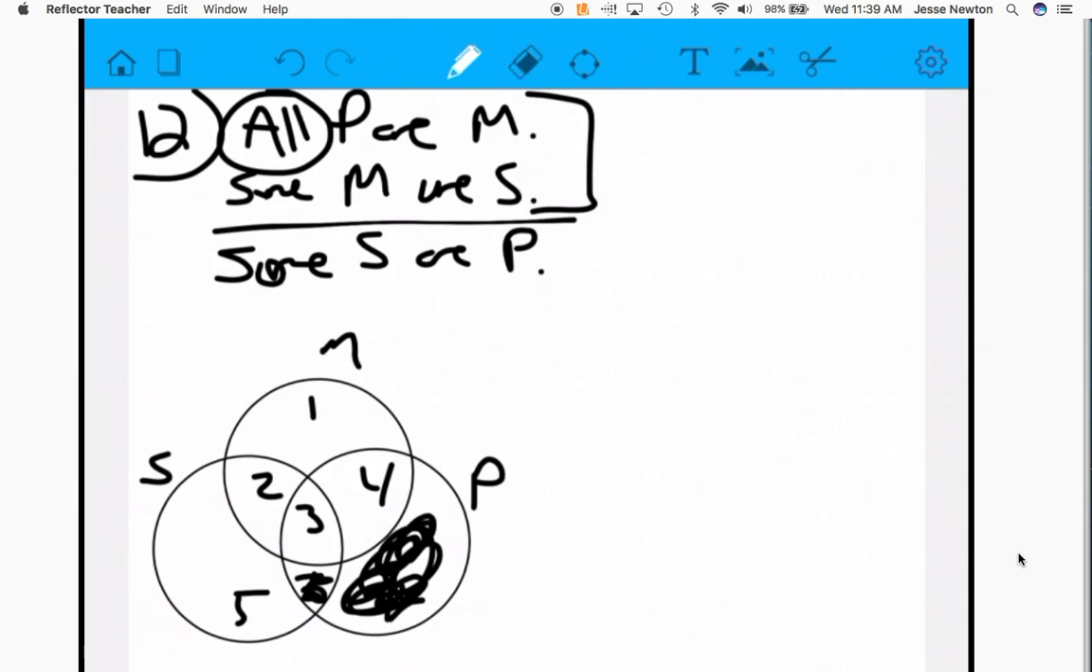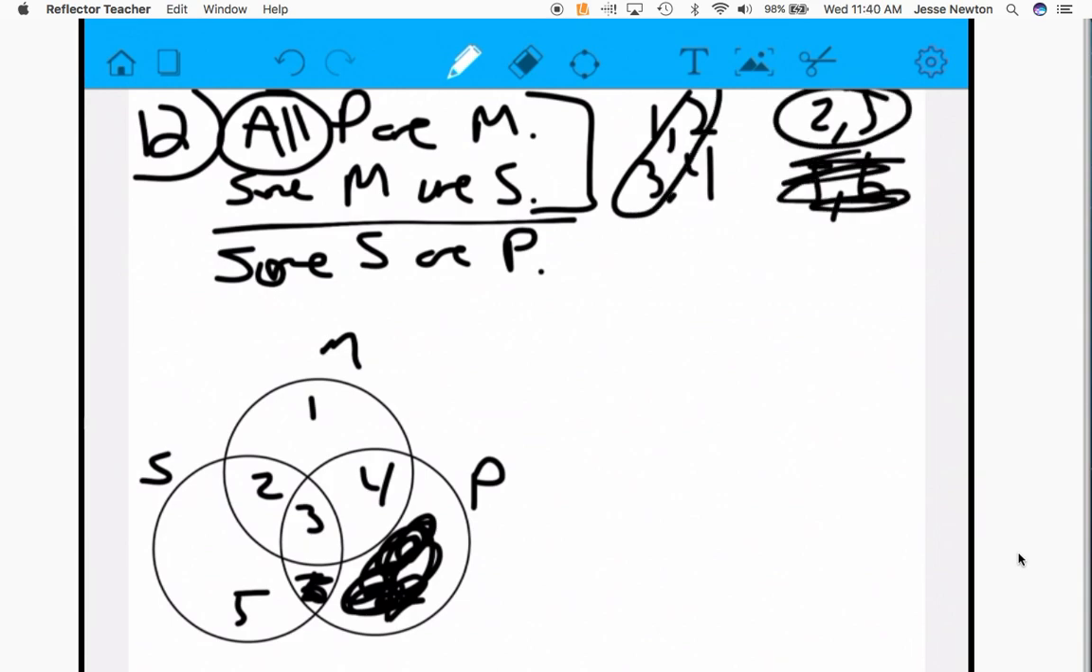Now we come to this. All M, which is 1, 2, 3, and 4, are S, which is 2, 3, 5, and 6. Circle the regions of overlap. 2 and 3, 2 and 3. Scribble that out. And we're saying that M is in 2 and 3. So the way we show that it is in 2 and 3 is we put an X right there on 2 and 3. Now we come to the conclusion.